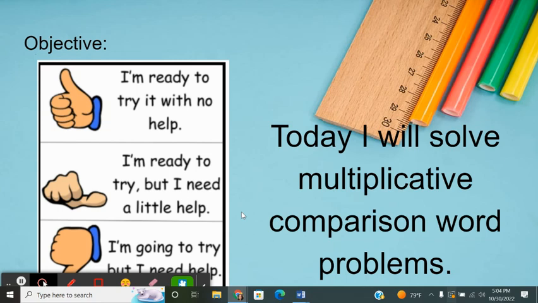All right, so how are you doing on your objective? Is your thumb up? I'm ready to try it with no help. Out to the side. I'm ready to try it, but I still need a little bit of help. Or is your thumb down? I'm going to try it, but I still need a lot of help.